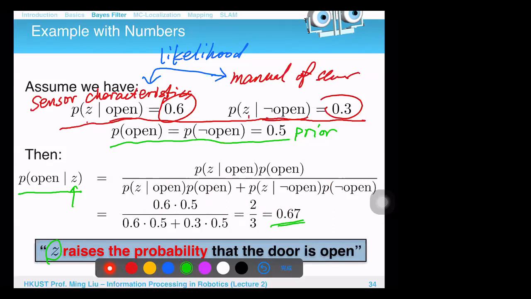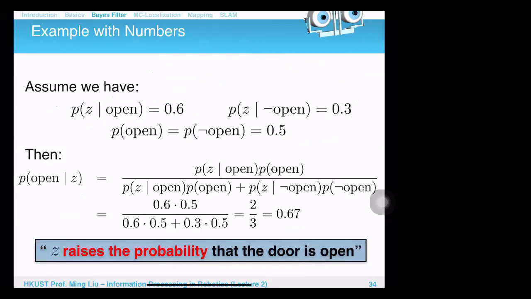Again, this Z is the value of the sensor reading. I keep repeating this because I want to make sure that when you see the lowercase letter, it's the value, it's not the sensor. If you see that value, it raises the probability that the door is open.